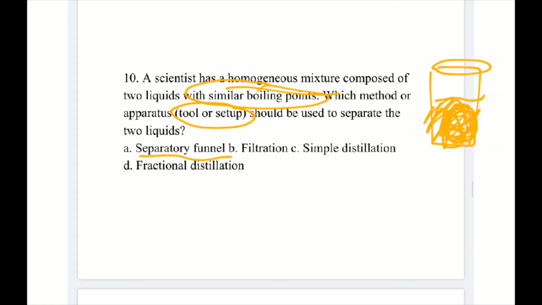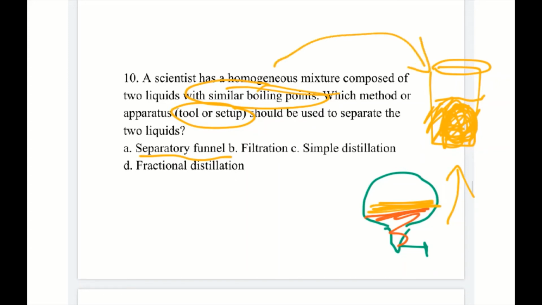Well, if you remember, a separatory funnel kind of looks like this, and then there's this little valve that opens and closes, and usually we use this when there are two distinct liquid layers. I'm going to use a different color. That's kind of confusing. I'm going to use yellow. And this over here is a solution, aka a homogeneous mixture. So we can't really separate it into two different layers since it's all mixed. So a separatory funnel would be out of the picture.